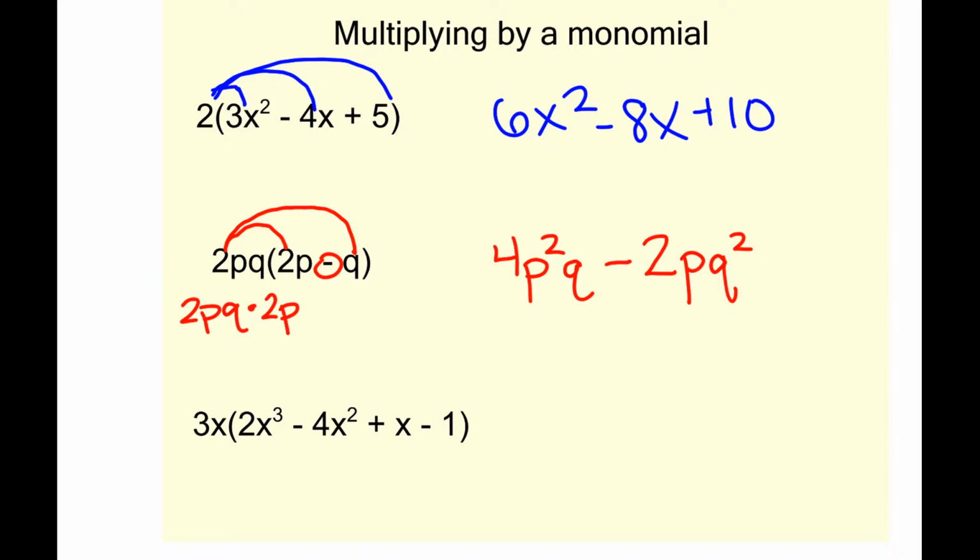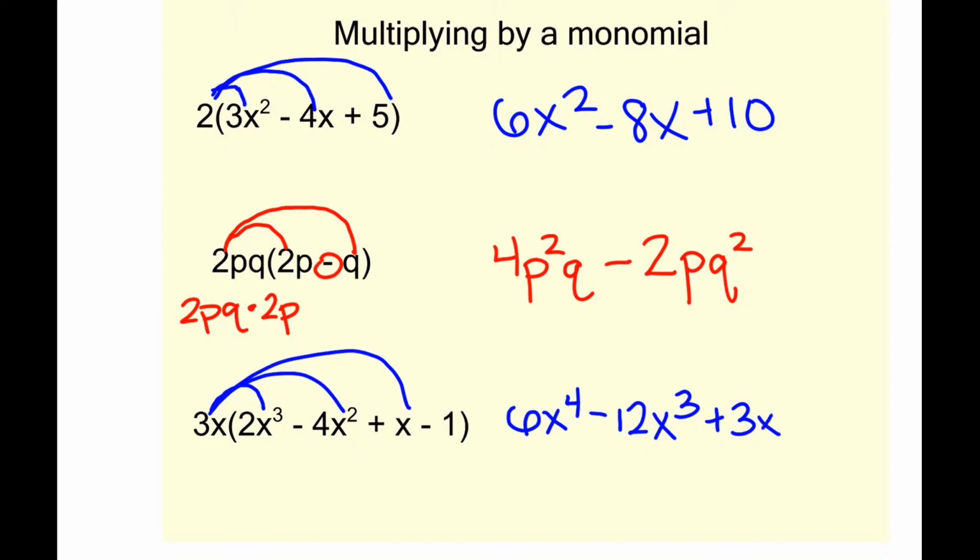Finally, we're going to look at the last one, which is this monomial of 3x on the outside. I'm going to distribute the 3x to everything on the inside. So multiplying the coefficients 3 and 2 times each other to get 6. The x times x to the third power will give me x to the fourth. 3x times negative 4x squared is negative 12x to the third. 3x times x will give me 3x squared. And then 3x times the negative 1 is negative 3x.